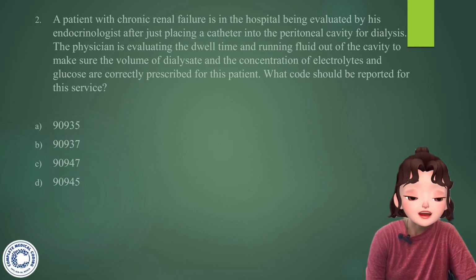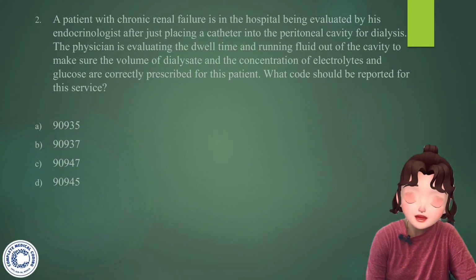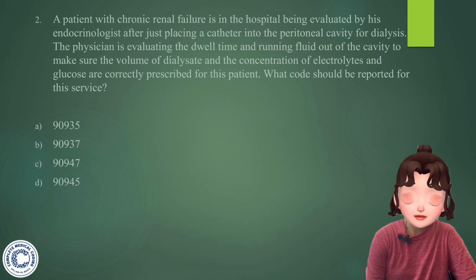Hemodialysis. What is 90937? Again, hemodialysis procedure requiring repeated evaluation with or without substantial revision of dialysis prescription. Now, what is 90947? Dialysis procedure other than hemodialysis. Example, peritoneal dialysis, hemofiltration or other continuous renal replacement therapies requiring repeated evaluations by a physician or other qualified healthcare professional with or without substantial revision of dialysis prescription.